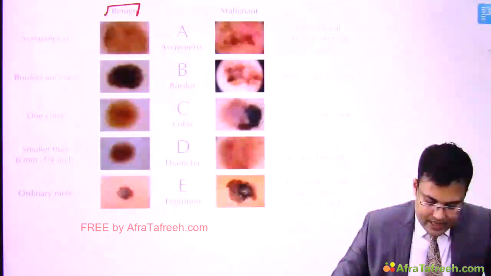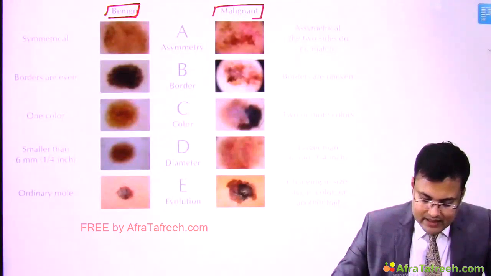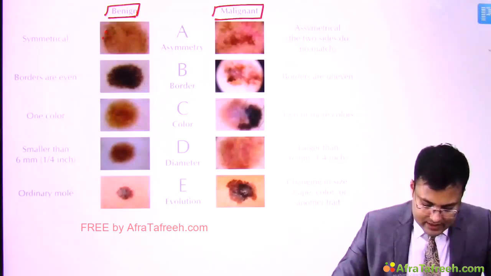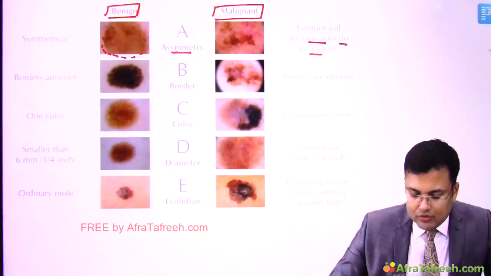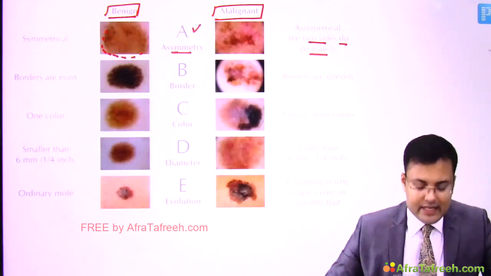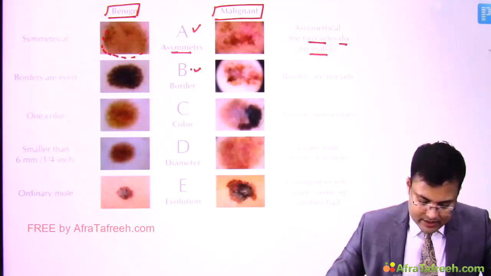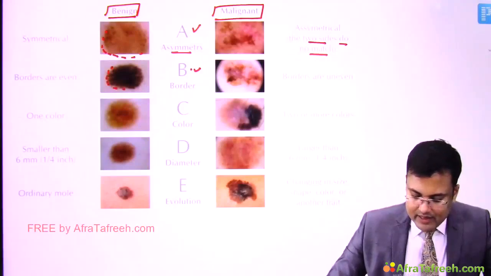What is this A, B, C, D, E? So see, this is a benign tumor and this is malignant melanoma. So first you can see this is symmetrical, and here there is asymmetry, meaning the two sides do not match. So first there is asymmetry. B, if you see the borders, can you see here the borders are even and here uneven.